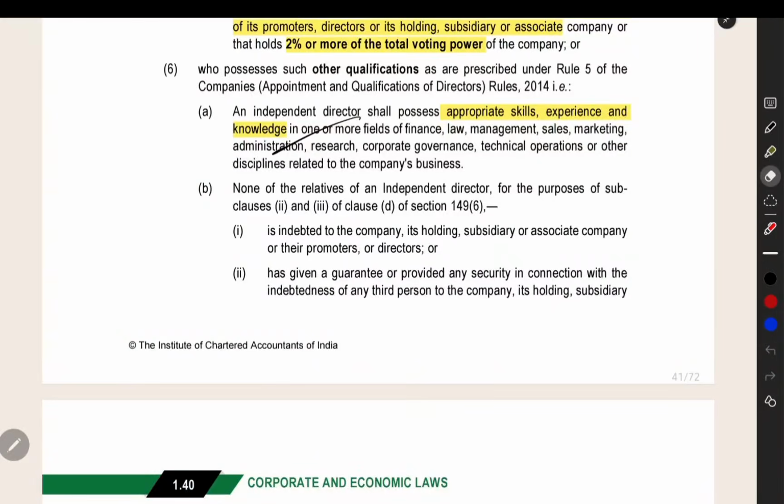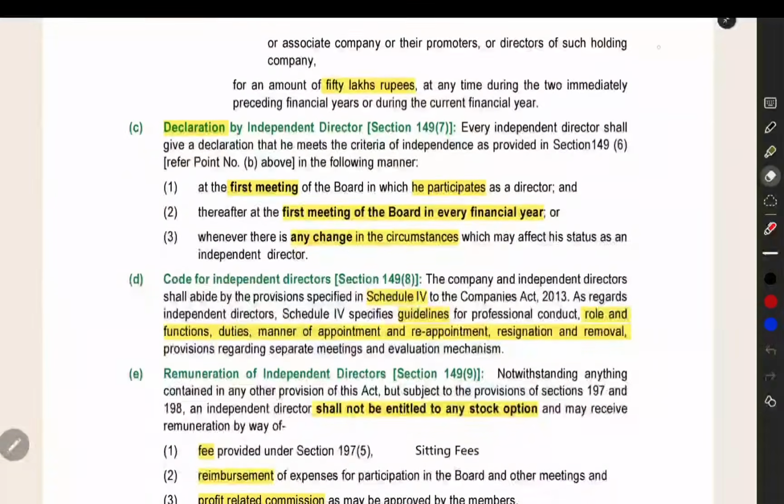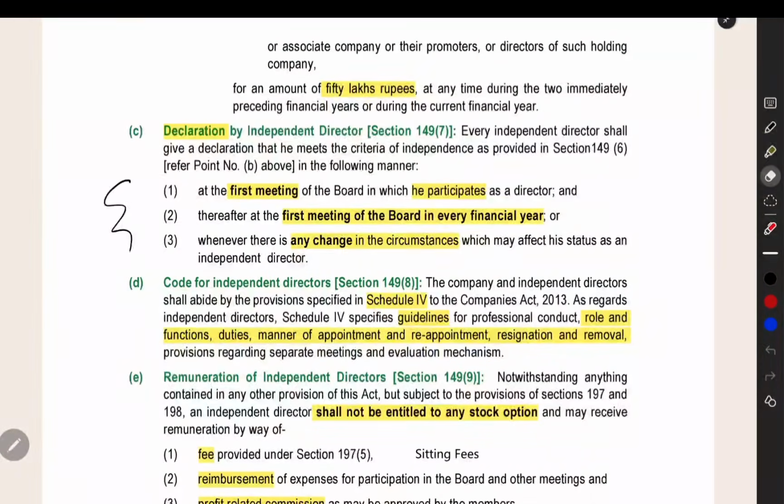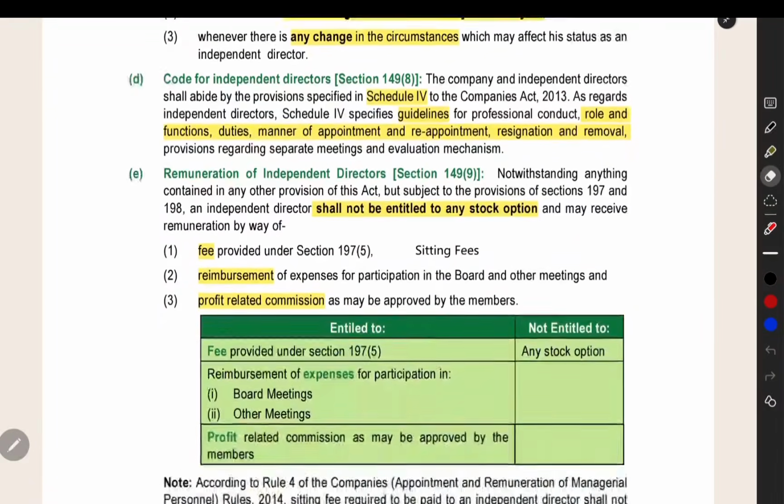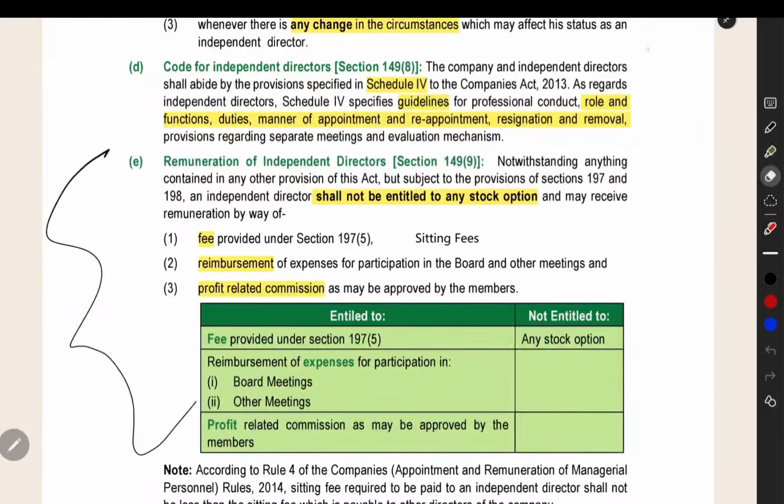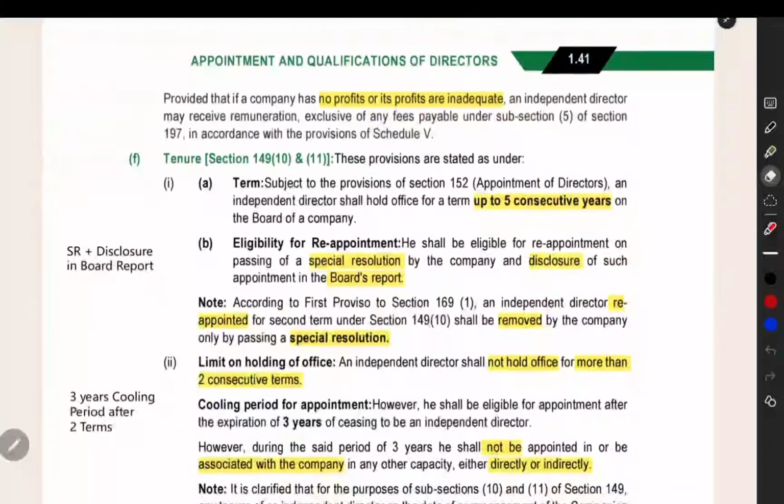You should have appropriate skills, knowledge, etc. Then you should give a declaration in the first meeting. You have to give the declaration of independence. Then you should follow the code for independent directors. You can get remuneration in the following manner. This is the provision related to the independent director.